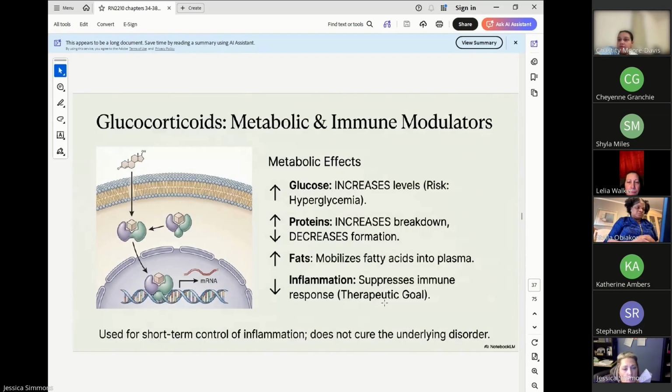We talked about glucocorticoids, how they increase your serum glucose. They increase protein breakdown and decrease formation, which is not good. Immune suppression.